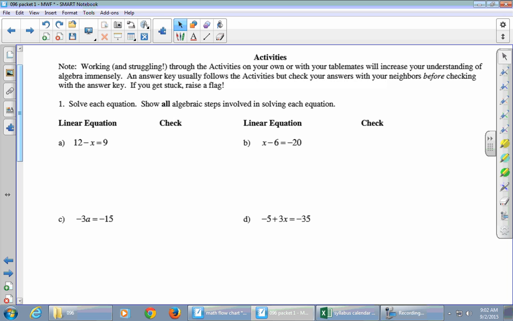Okay, thank you. So number 1 has a bunch of parts. You're going to solve each equation. You're going to show all of your steps, and then you can do the check. It's not mandatory you do the check, but maybe just do a couple of them to make sure that you're getting the right answer. And as usual, check in with each other, raise the flag if I can help. Go for it.